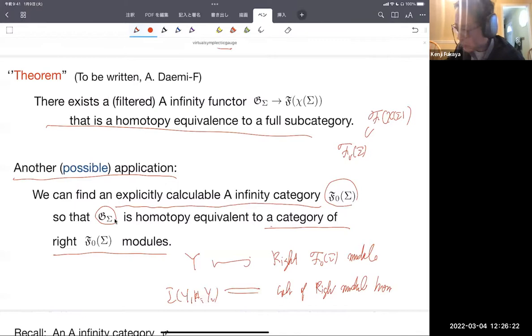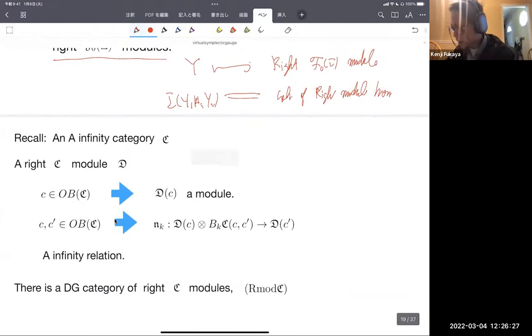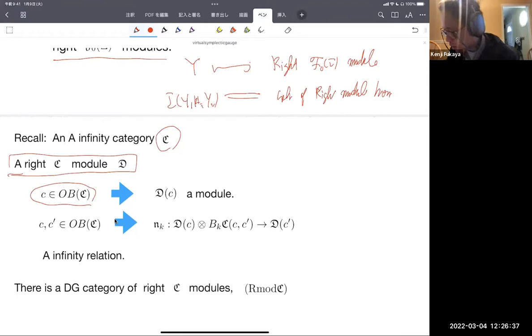And so let me recall what a module is, because that is used for the proof also. So you have an A-infinity category C, and a module is the following object. Suppose you are given an object of C, then we get a module of C. And it comes with M0.